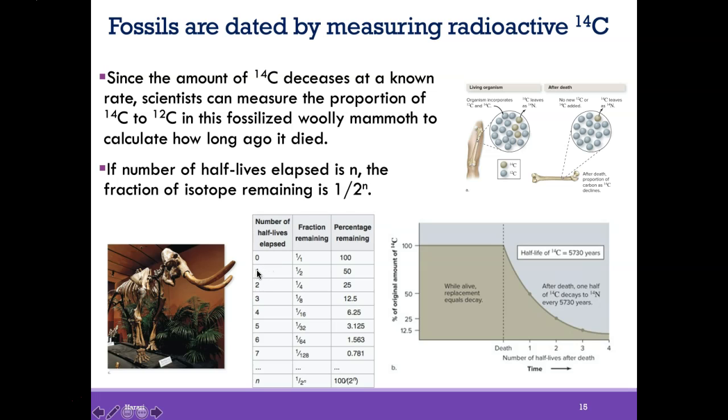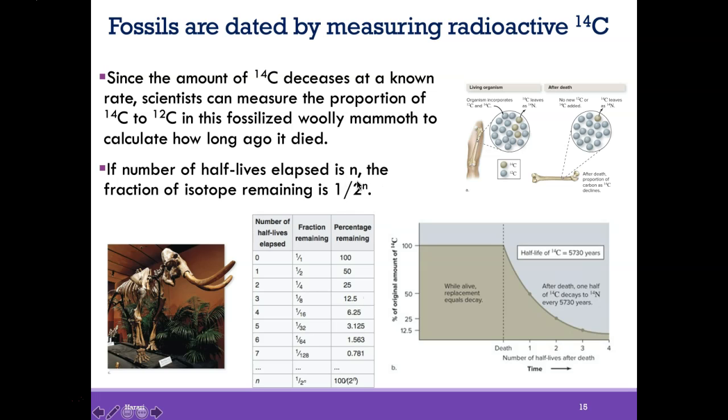So after 1 half-life, 5,730 years in the case of C14, there should be 50% or 1/2 of the isotope remaining. After 2 half-lives, let's plug in 2 for n, it's 1/2 squared. So after 2 half-lives, there's 1/4 or 25% of the isotope remaining. After 3 half-lives, there's 1/8 of the isotope remaining.